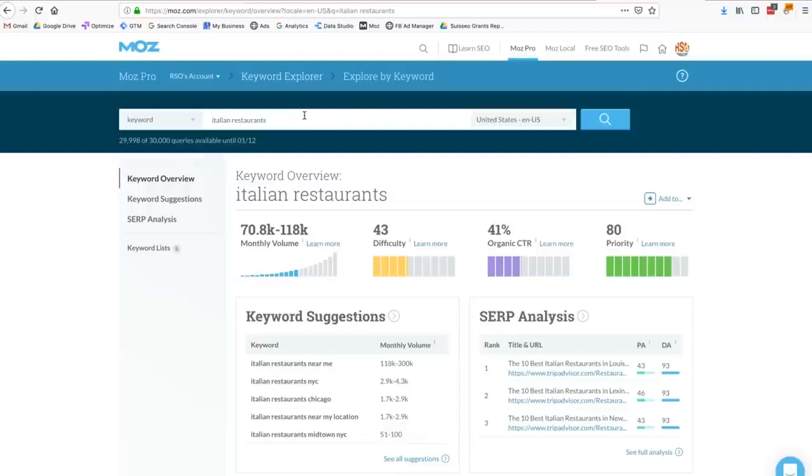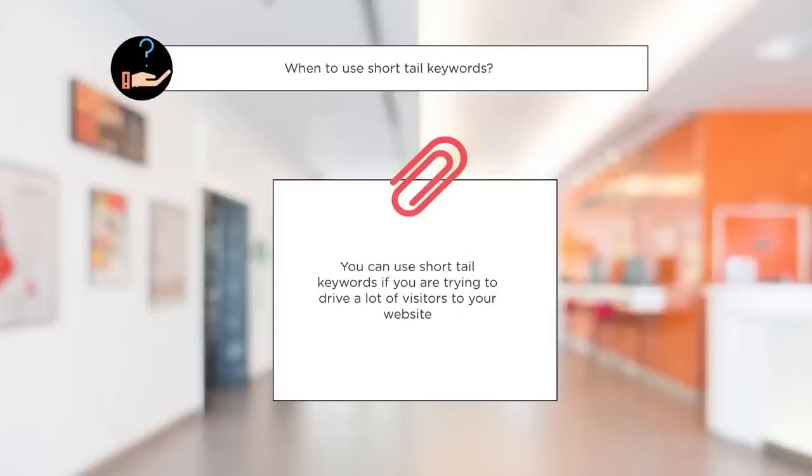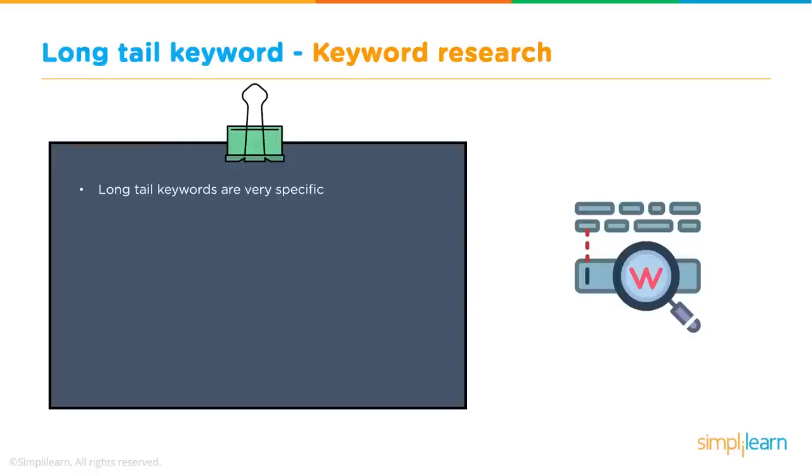So if it's relevant to us and we want some visibility for our site, then yes, we want to use that generic short-tail keyword. However, if we're interested in conversions, then we really want to turn our attention to longer-tail keywords. If you want the visibility, use short-tail keywords. If you want the conversion, switch over to longer-tail keywords.